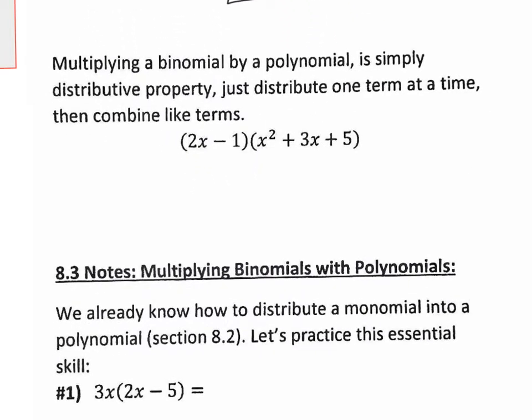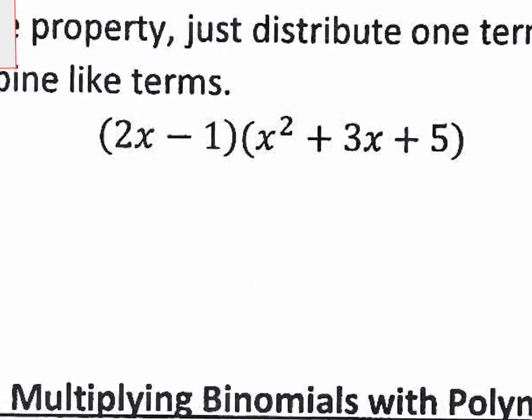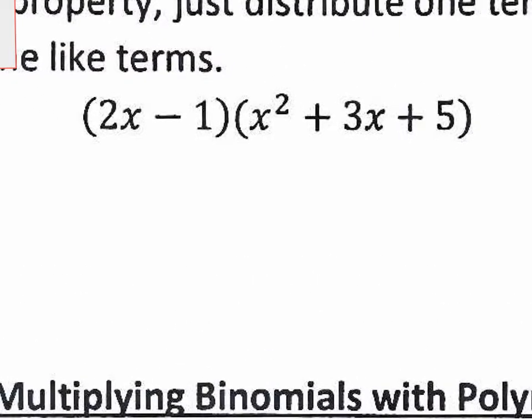Some math teachers in the past have referred to that as the FOIL method, right? But the FOIL method is really completely unnecessary. What is it really? It's just the distributive property, right? You know how to distribute, and that's what we're doing. You're just going to distribute one term at a time, okay? So even this one right here, it looks crazy, but it's not. We're going to distribute one term at a time.